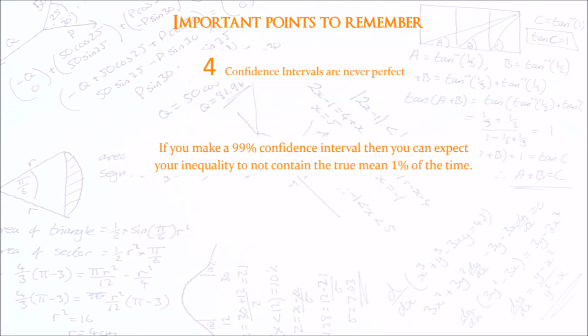And the final thing is to remember that your confidence intervals are never perfect. If you make a 99% confidence interval, then you can expect your interval to not contain the true mean 1% of the time. So although we can accept and reject claims, we can never outright guarantee that they're wrong or guarantee that they're right.